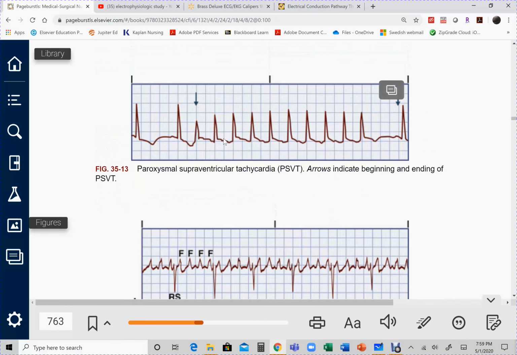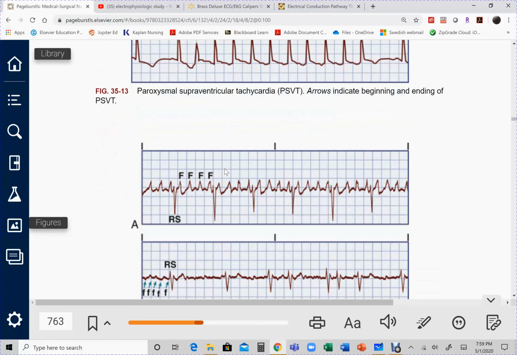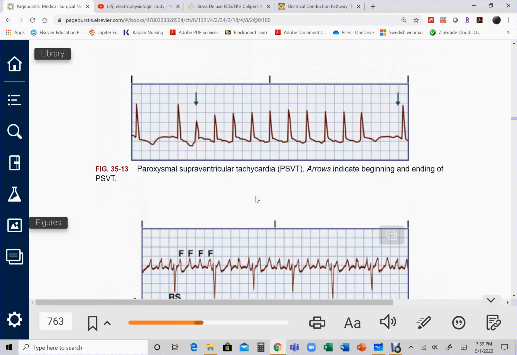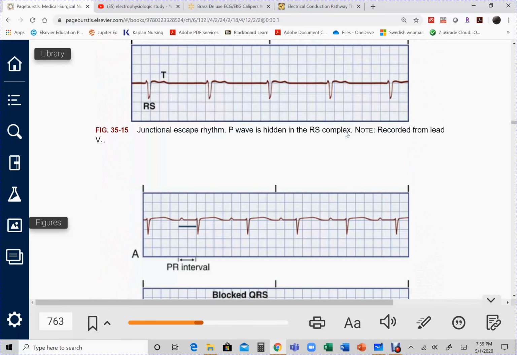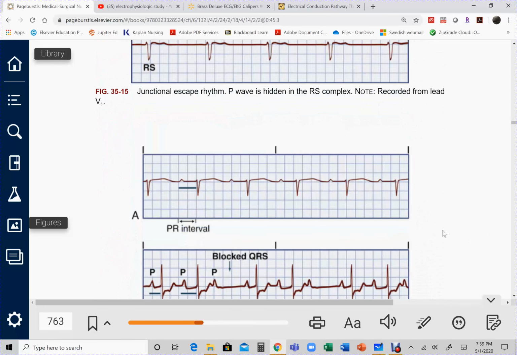This is PSVT. Okay, sorry. Oh, no wonder. But it does look like Afib also. There's a variation of Afib that looks like this. So this is PSVT. Okay, let's go back down.